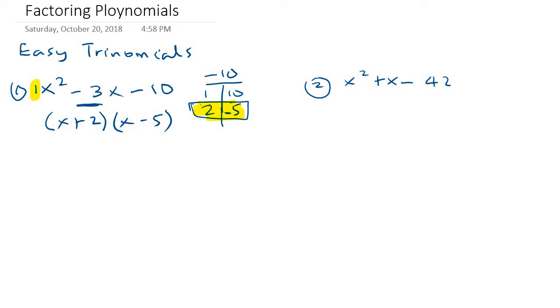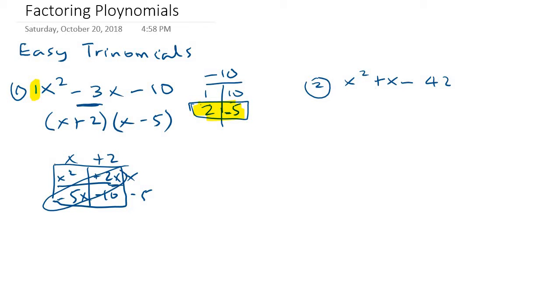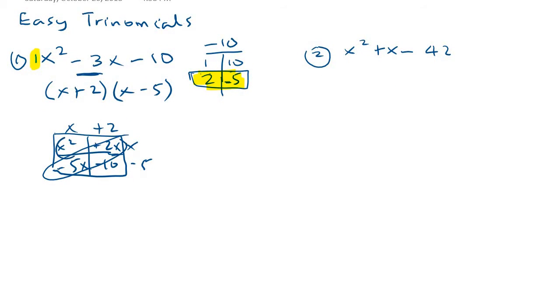We can check it though. We don't need to, but we can just check it to be sure. So we have x plus 2, x minus 5. So it will be x squared plus 2x minus 5x and then minus 10. This will be negative 3x, so we have the x squared and the negative 10, and then negative 3x, which works. So that's it, we're done with that.